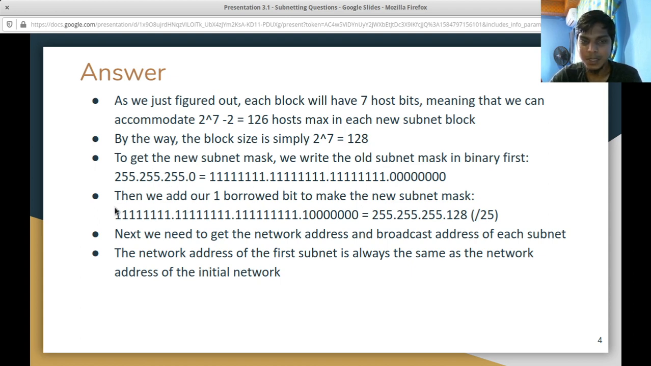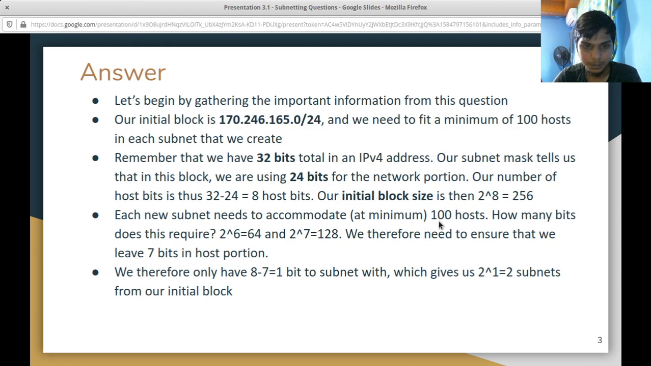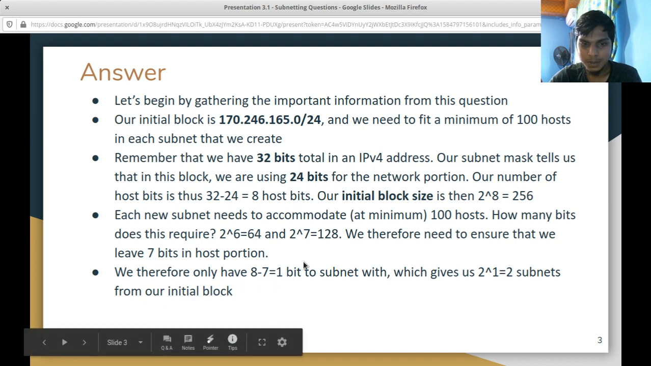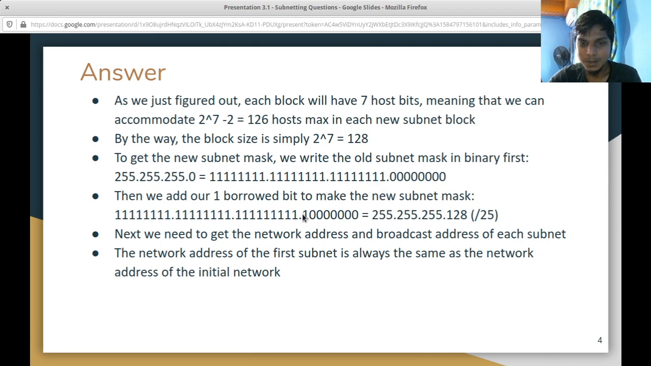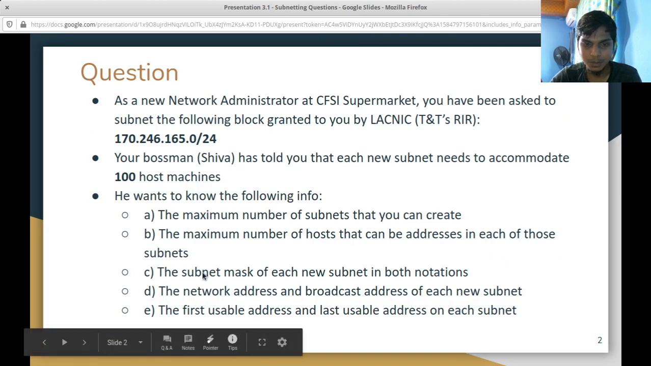Now to get our new subnet mask, we add our one borrowed bit. Remember, we had 8 minus 7, which is 1 bit to subnet with. We borrow 1 bit in these subnets, so we add in that 1 bit to make our new subnet mask. So we get all of these 24 ones plus 1 more, which gives us 255.255.255.128. Or we put a /25, because of course we borrowed 1 bit from 24, so we get 25. And that answers this question, the subnet mask of each new subnet in both notations.